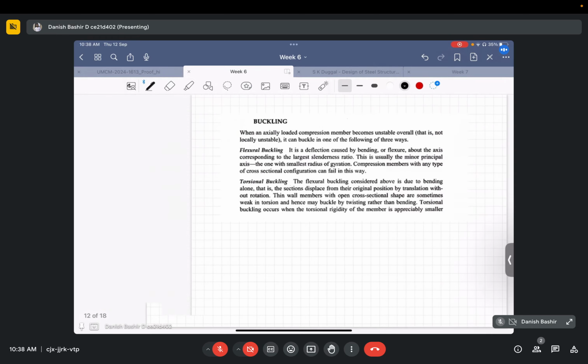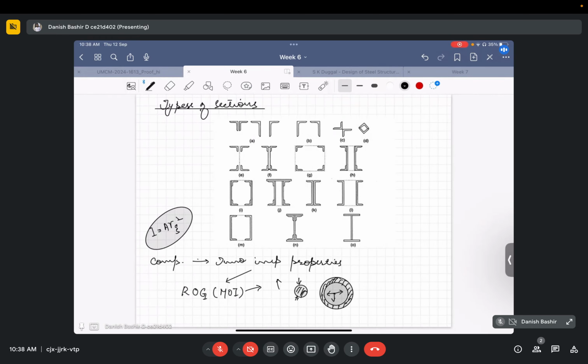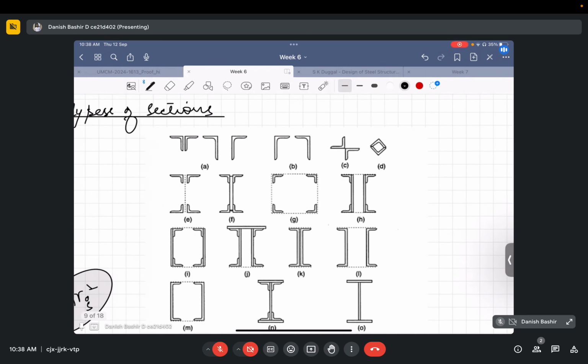So we can see different types of built-up sections. Here we have joined two angle sections in this manner, or like this and this, and we will join them with bracings. We can put these angle sections here and make a full built-up section. Similarly, we can join this by this. There are different combinations, as you can see.